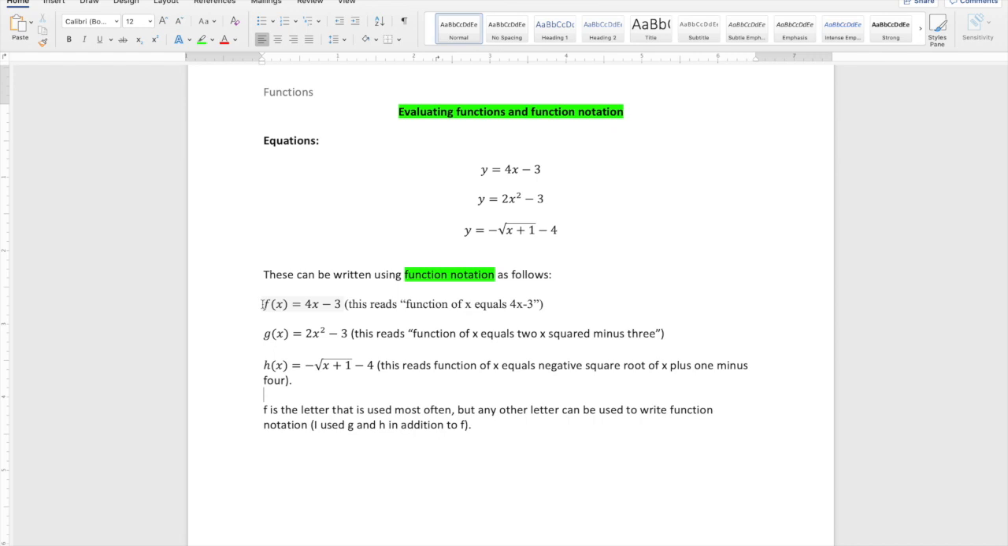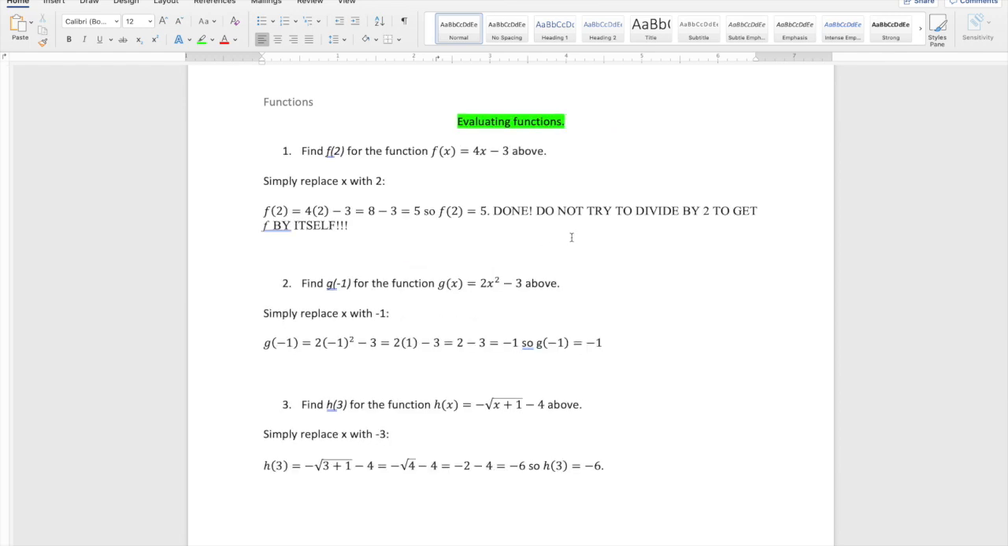This is read function of x, or f of x, equals 4x minus 3. This here is read g of x, or function of x, equals 2x squared minus 3. And this here is function of x, or h of x, equals negative square root of x plus 1 minus 4. If you don't feel comfortable with these notations, you can always replace them with y's and write your equations like so, and that's exactly the same thing.